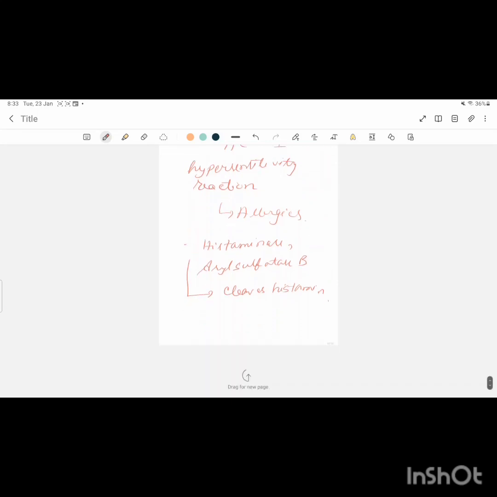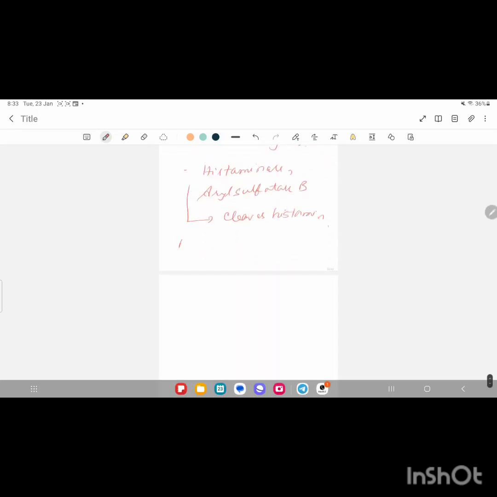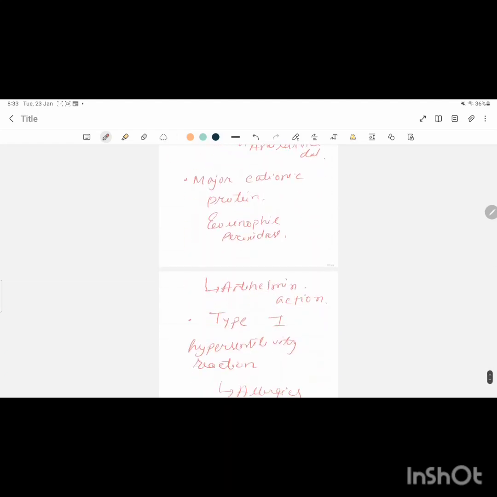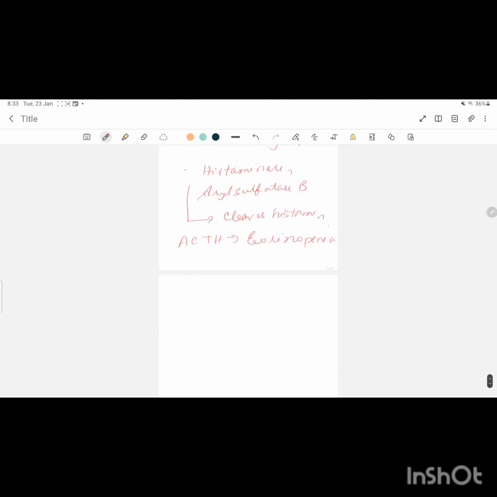Now ACTH causes eosinopenia. ACTH decreases the amount of eosinophils in our body. So these are all you have to know about eosinophils. And morphological things you have to learn in practical.